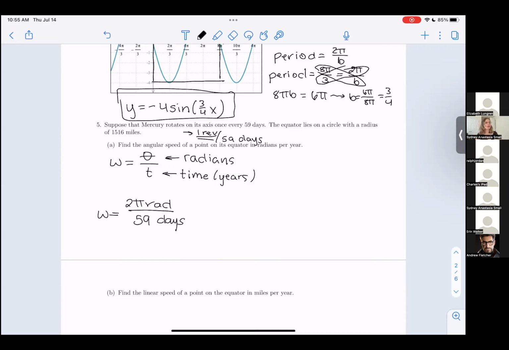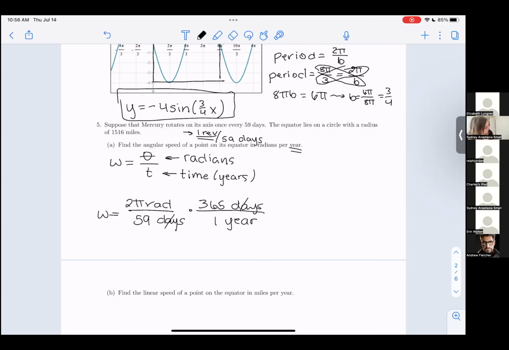This is an angular speed. It is radians over some unit of time. However, we want it in radians per year, not radians per day. So how do we do that? Well, we need to get these units of days to cancel in order to leave us with years. So I want days to cancel, so I need a unit of days in the numerator with relation to years. Well, I happen to know that there's 365 days in 1 year. So that would make our units of days cancel and leave us with radians per year, which is exactly what we want.